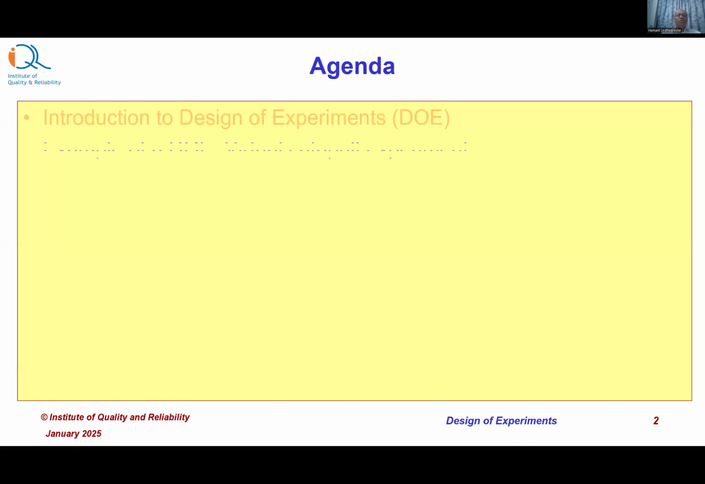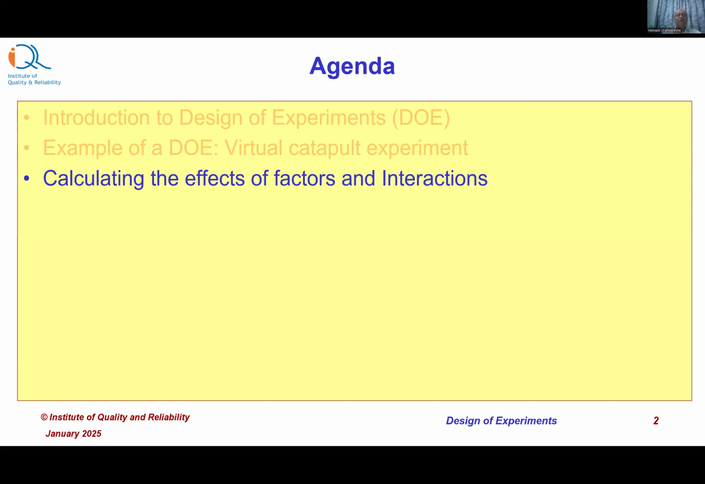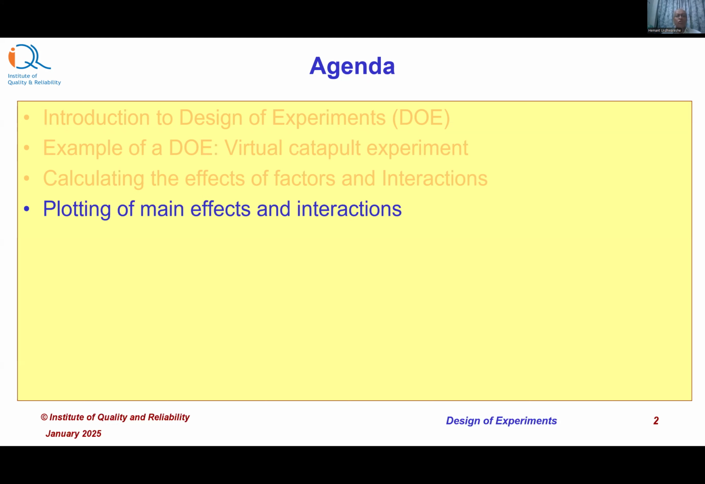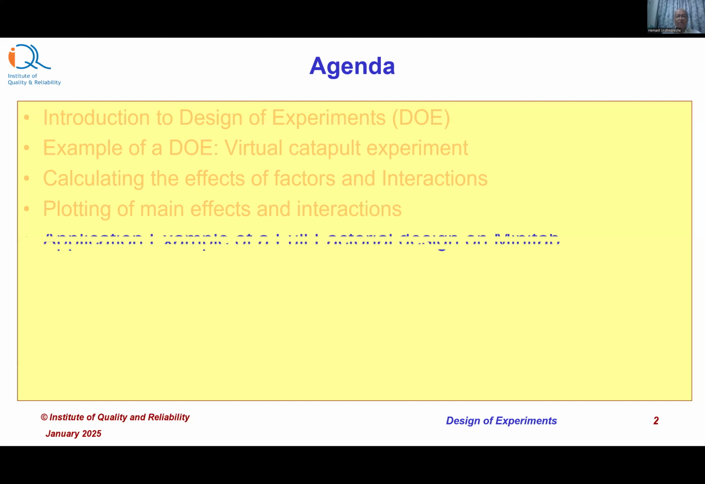So the agenda is an introduction to experimental designs. We will have an example of a DOE virtual catapult experiment, which we will analyze on Microsoft Excel. I don't want to start with Minitab; I want to focus on the basics. Calculating the effects of factors and interactions, and how to do that. Plotting of the main effects and interactions. Then an application example of a full factorial design on Minitab. Here we will probably go through the Minitab part, and those who do not have Minitab can just watch, focus on the session, and try it later.